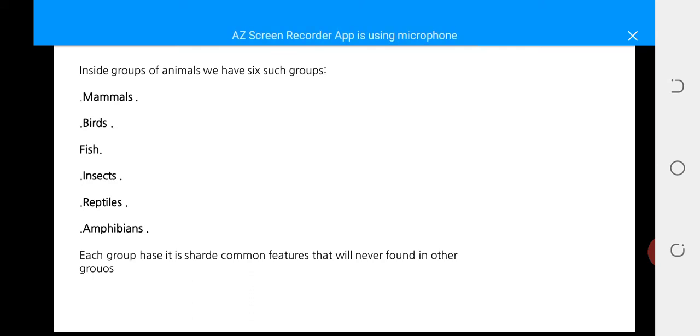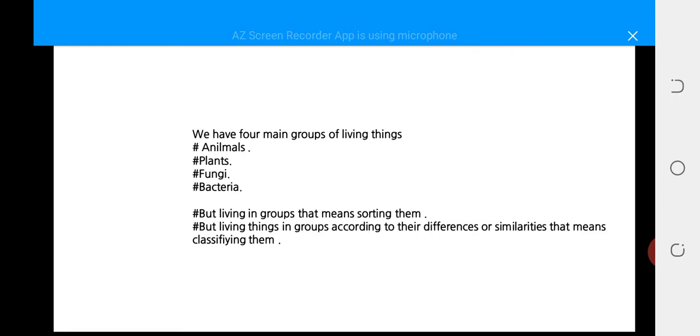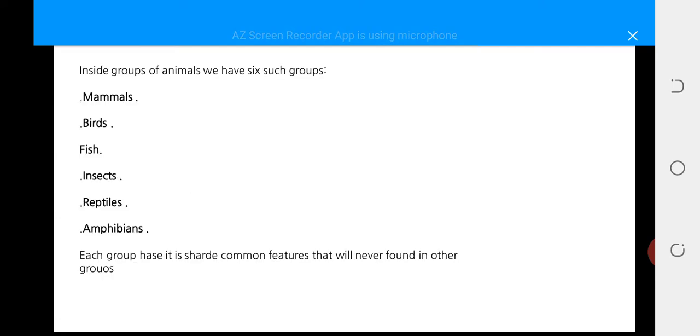Inside the group of animals we have six groups: mammals, birds, fish, insects, reptiles, and amphibians. Each group has shared common features that will never be found in other groups. So inside each group you will find common shared characteristics. That means you will find these in all living things in this group. All living things in this group have the same features, and I call these common characteristics.